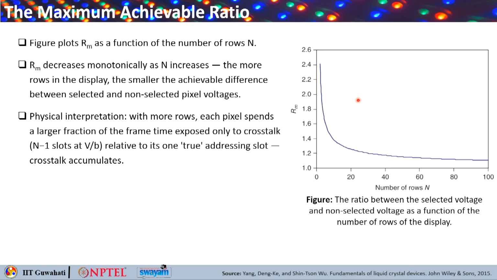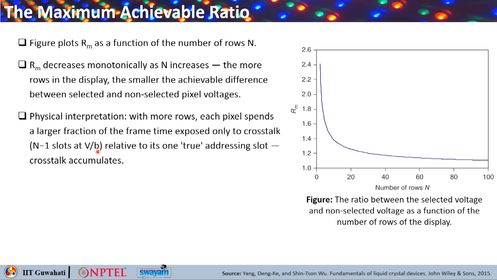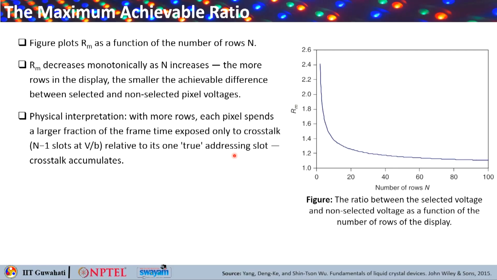So what is the physical interpretation of this? It is that with a larger number of rows, each pixel spends a larger fraction of the frame getting exposed to the crosstalk, because crosstalk happens in all N minus 1 slots, where the voltage appearing across it is V over B. That is relative to only one true addressing slot out of capital N. So when N becomes larger, the fraction for which it is truly being addressed gets smaller and smaller, and the crosstalk gets accumulated.